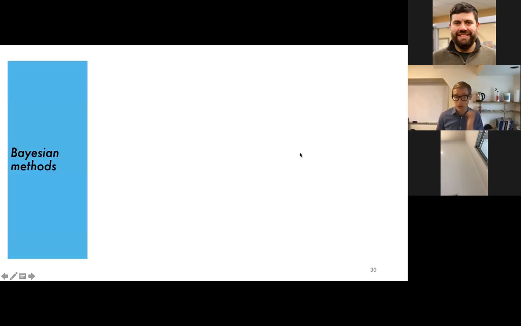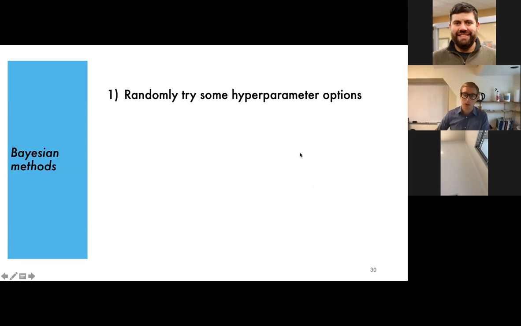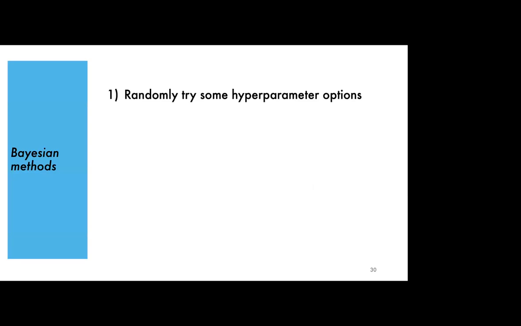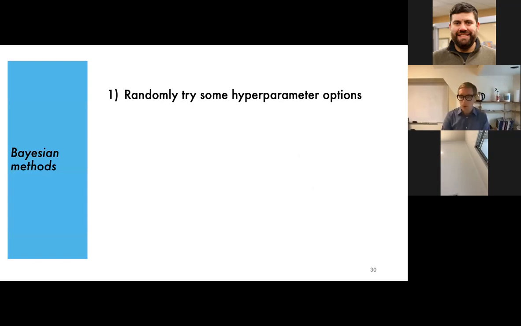And then a variation of that is Bayesian methods, which is related, where we randomly try some hyperparameter options, like in a genetic algorithm.